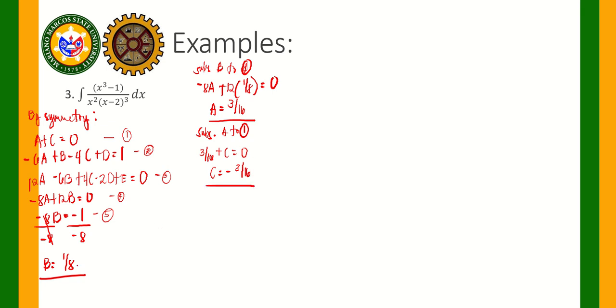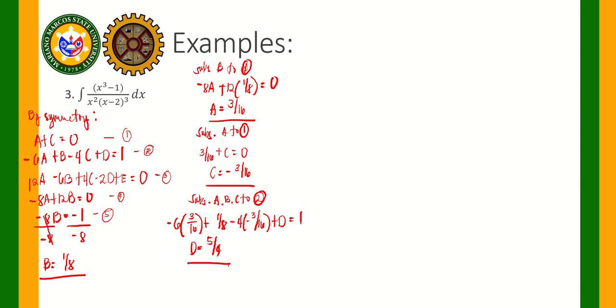Okay? So we now have values for a, b, and c. We can substitute a, b, and c here in equation 2 to solve for d. So substitute a, b, c to equation number 2. So this will be equal to negative 6 times what is our a, that is 3 over 16, plus our b, that is 1 over 8, and then minus 4 times negative 3 over 16 for c, and then plus d equal to 1. If we solve this in our calculator, the value of d will be equal to 5 over 4. Okay?